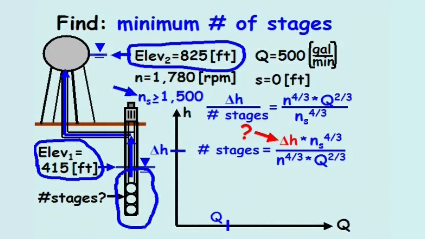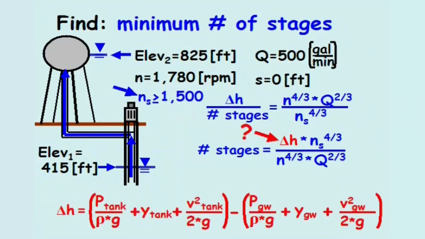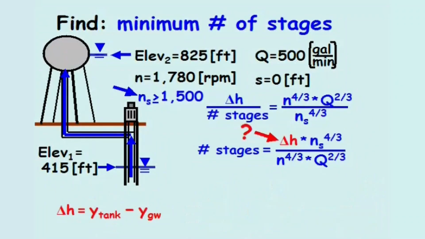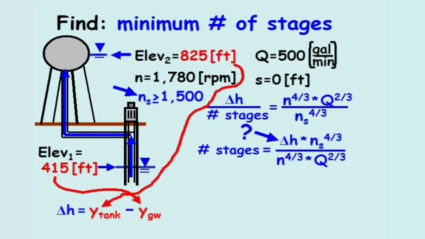The last unknown variable is the change in head, delta H, which equals the total head of water in the tank minus the total head of water in the ground. Assuming the pressure head and velocity head are negligible in the tank and in the ground, the total head equation reduces to the change in elevation head between the 2 sources. Plugging in the given values for elevation, delta H equals 410 feet.